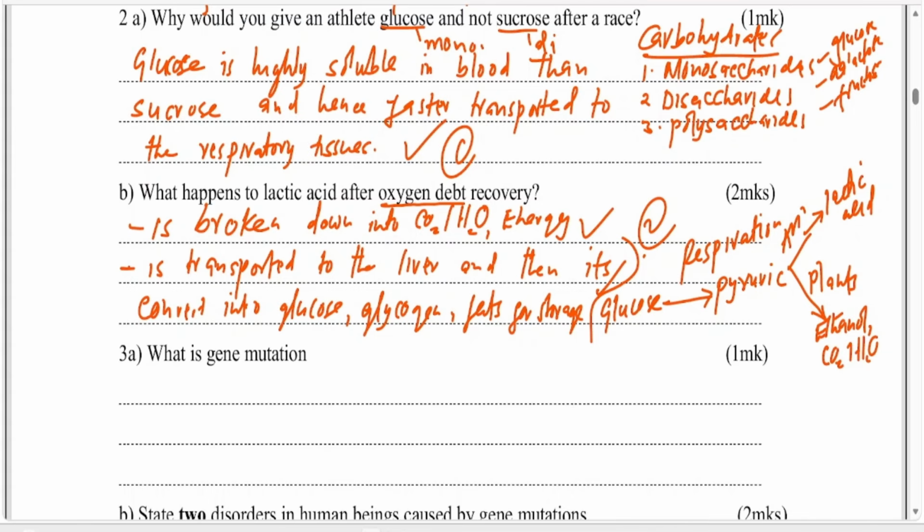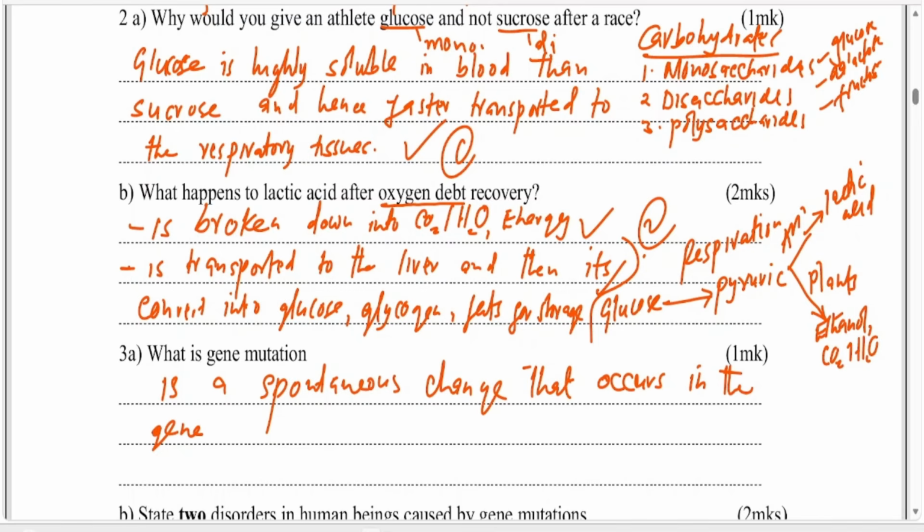Gene mutation, we refer to them as spontaneous changes, or is a spontaneous change that occurs in the genetic makeup of an organism.